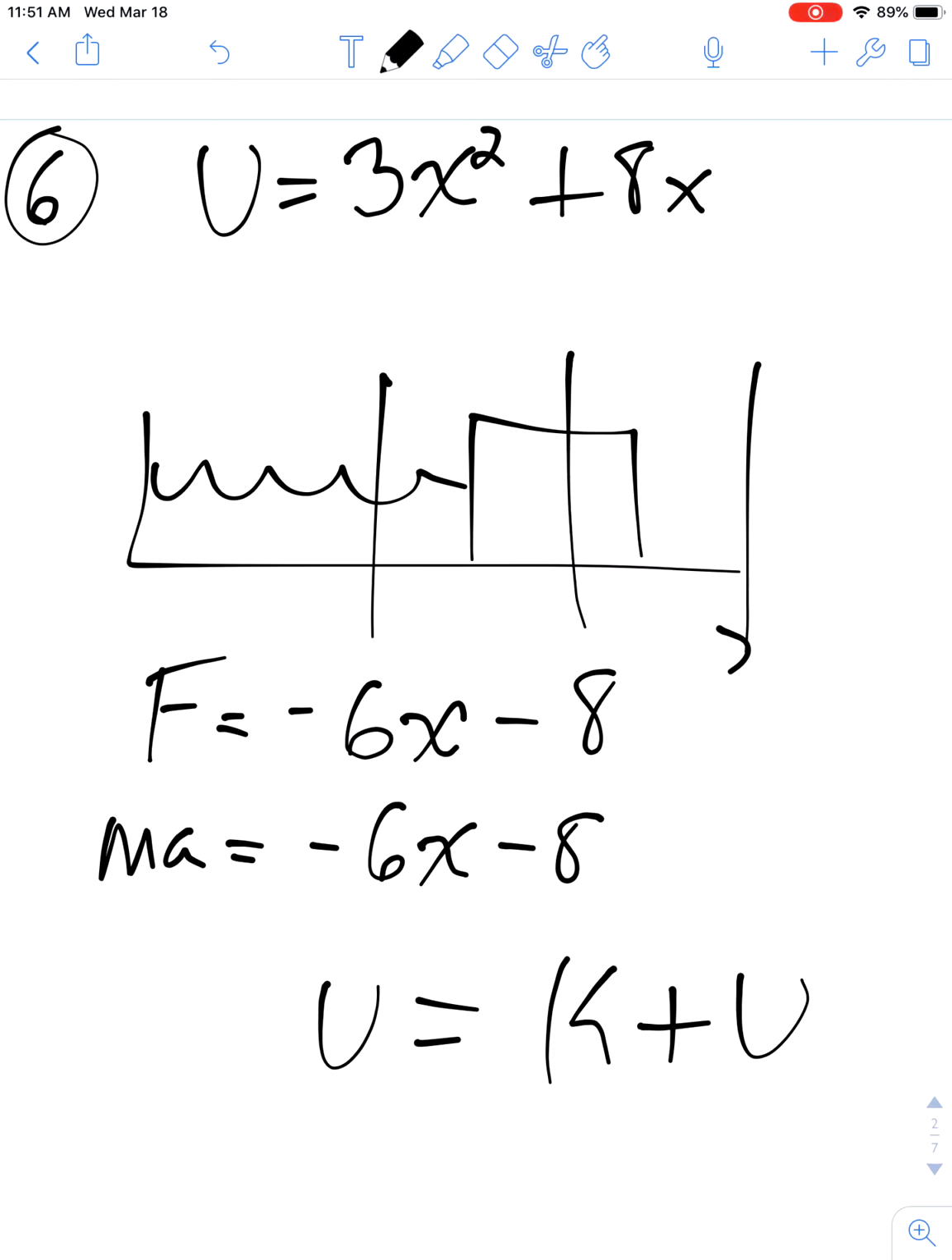So in any case, if we look here, with this potential energy function, we can take a derivative of that, and we know we're going to get force if we run a negative sign through our derivative. So that's what you see right here, right? We got our force function, and we have negative 6x minus 8. That's our force because we took the negative derivative of our potential energy.